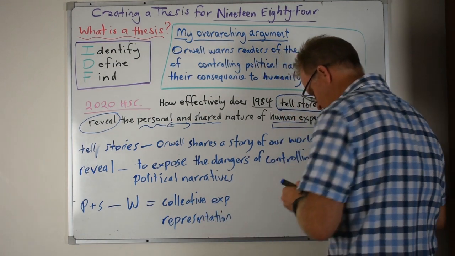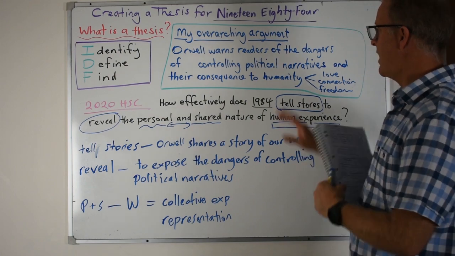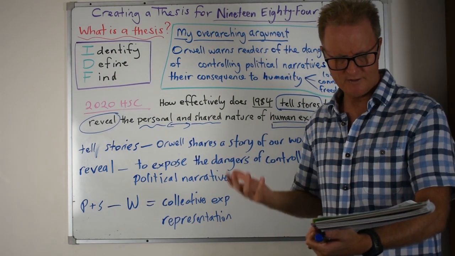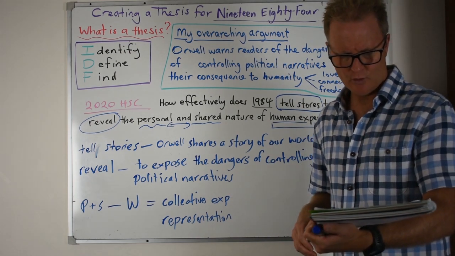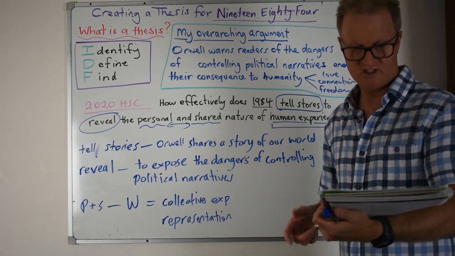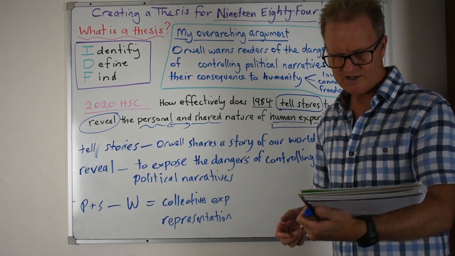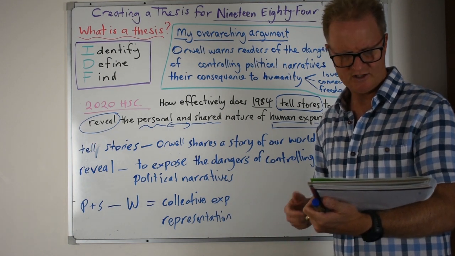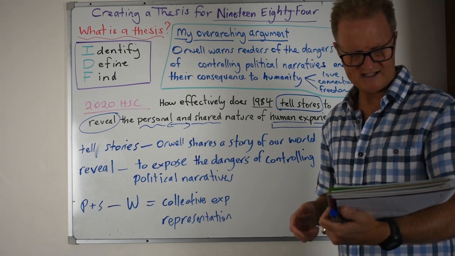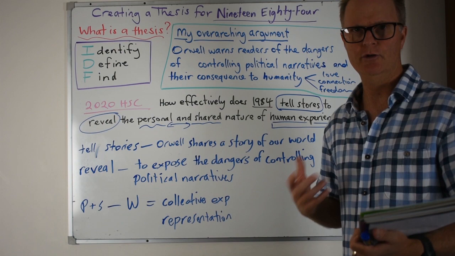Okay, so this question's quite different to the 2019 HSC, but we can still argue the same thing, can't we? So my thesis statement for this one would be something like, 1984 successfully shares the story of an individual's experience to expose the dangers of controlling political narratives. By representing Winston's personal story as the collective experience, Orwell successfully warns readers of the danger of losing our humanity.